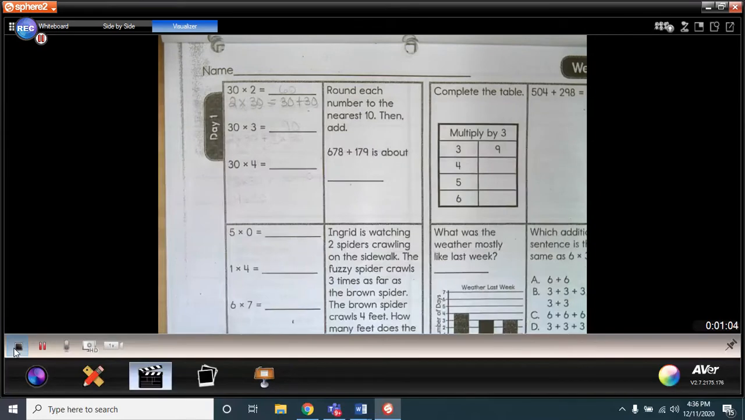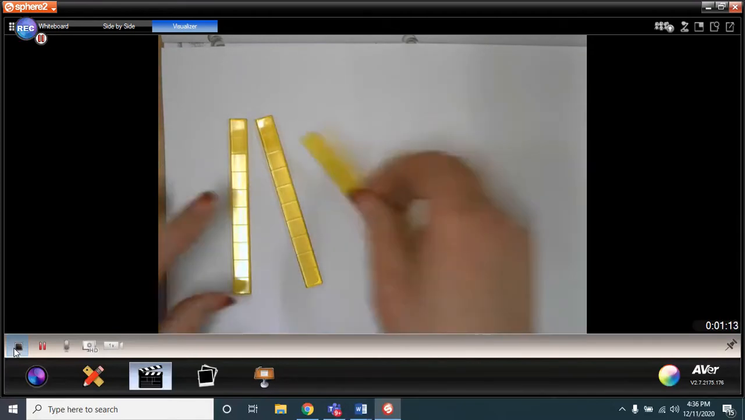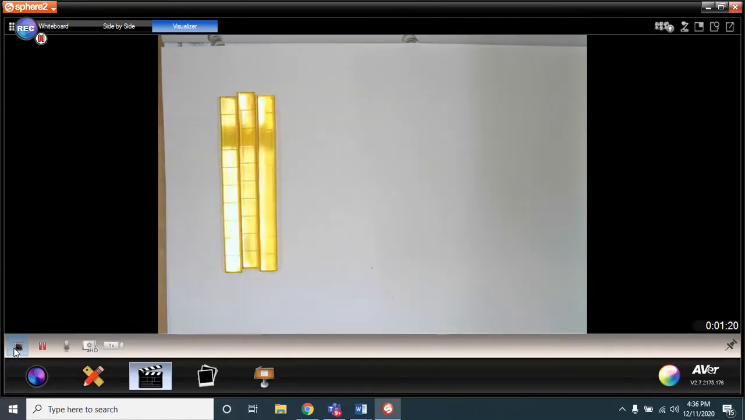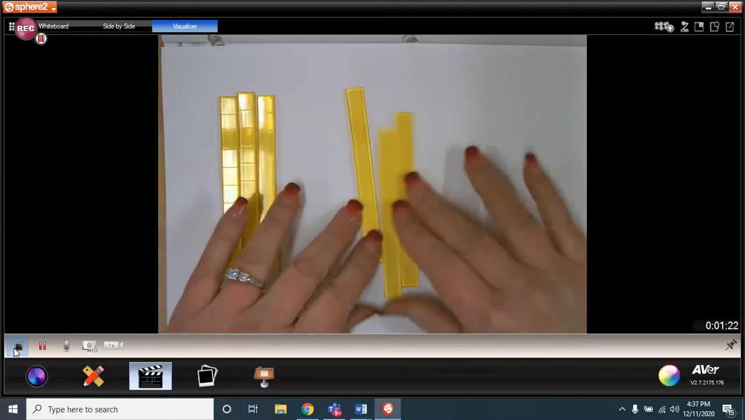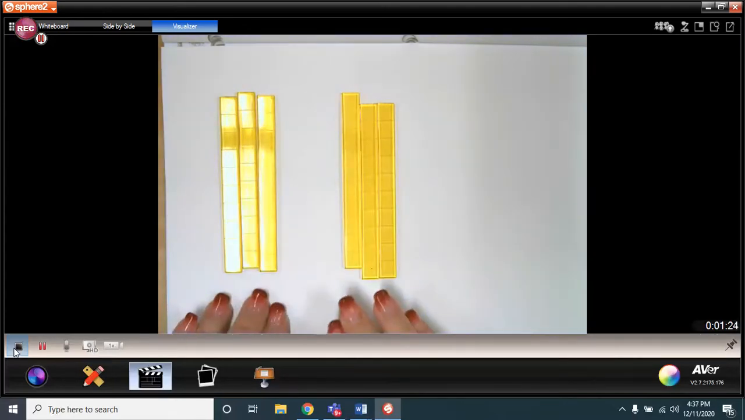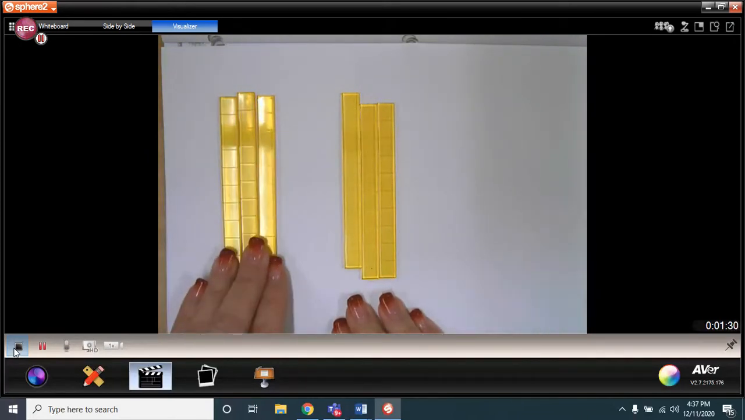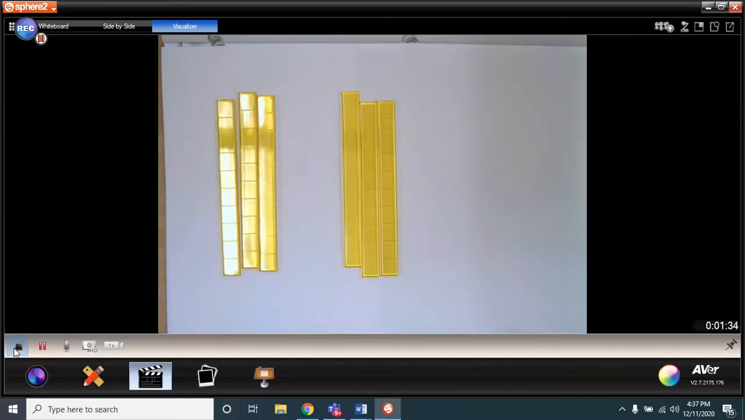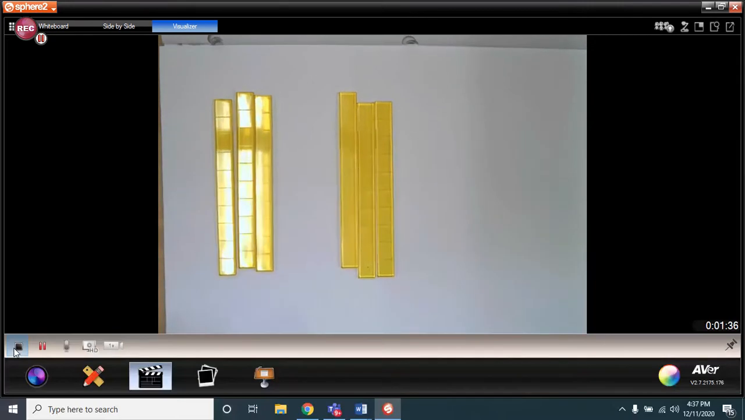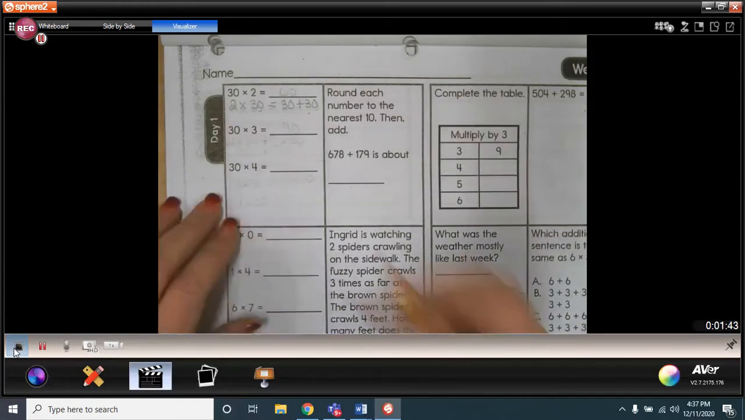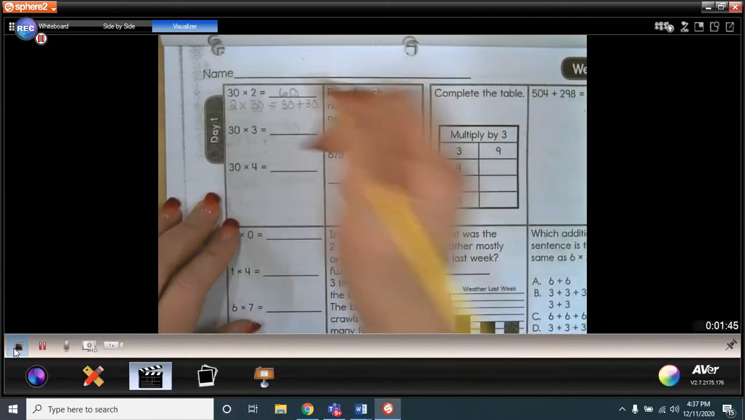If I were to show it as base 10 blocks, I could take 2 groups of 30. So I've got my base 10 blocks here. Here's a group of 30. And I have another group of 30. And whenever I have 30 and 30, just like 3 plus 3, 3 ones and 3 ones would be 6 ones. Well, here I have 3 tens and 3 tens, and that makes 6 tens, which is 60. So those 6 tens are going to be my product for 2 groups of 30, which is 60.